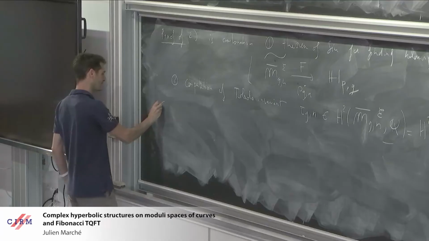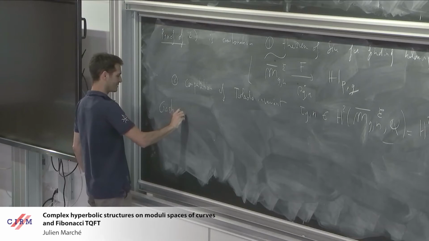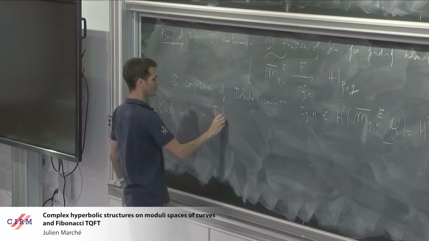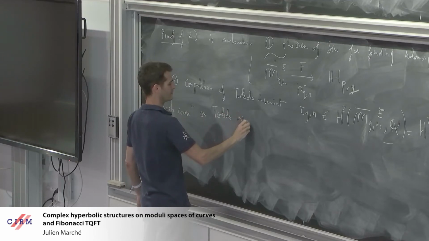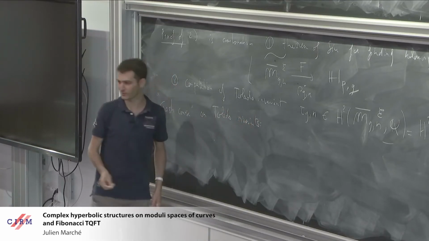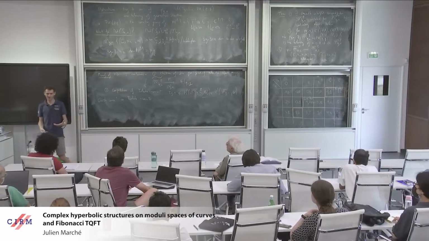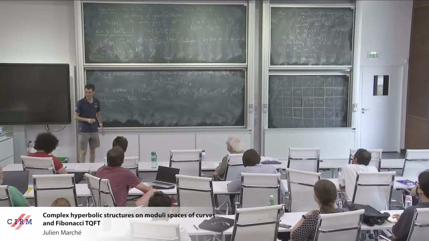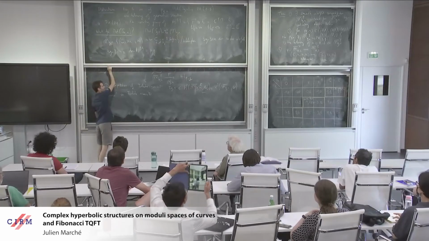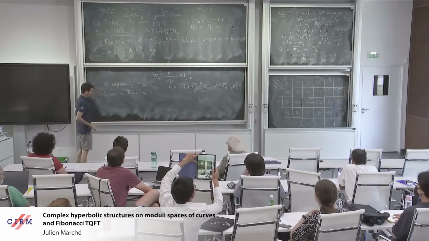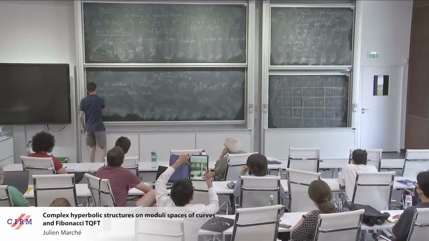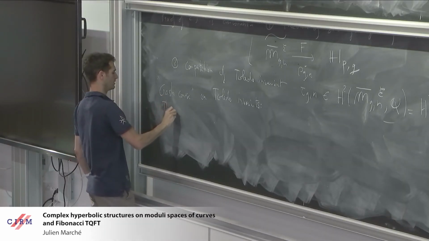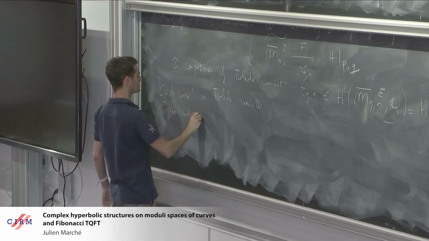So let me make a kind of crash course on Toledo invariants. Instead of explaining correctly one version, I will explain very quickly three ways of thinking about Toledo invariants. But I have some reasons for that. So there are at least three independent definitions.